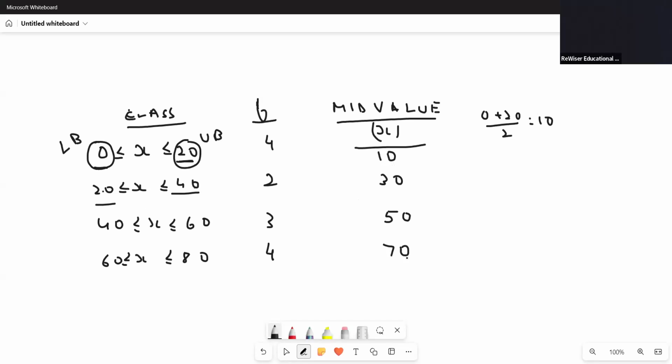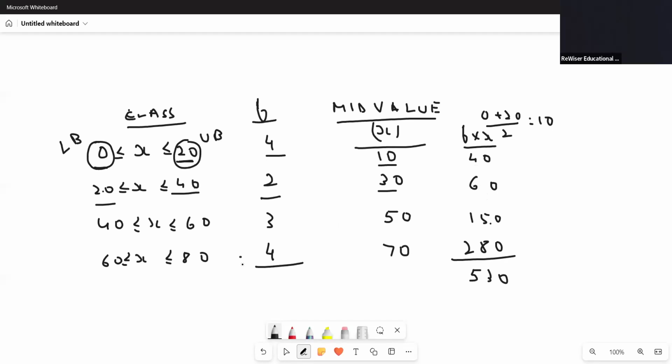So that's 70. Now, once I've got the middle value, the other column that I need to make is f into x. That means 4 has to be multiplied by 10. So that's 40. 30 has to be multiplied by 2. So that's 60. 50 into 3 is 150. And this is 280. So I'll have to get the sum of f into x. So that's 100, 250, and 280, which is 530.